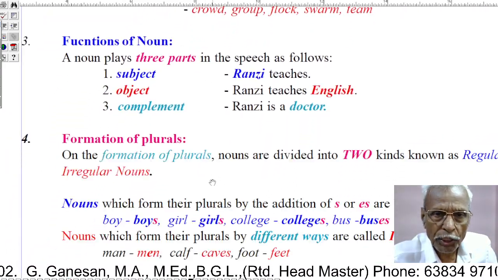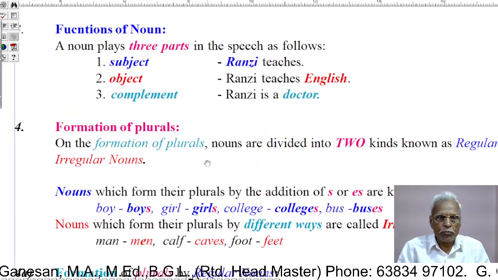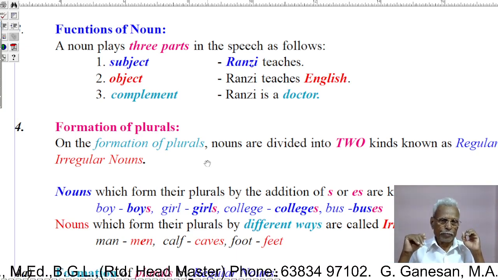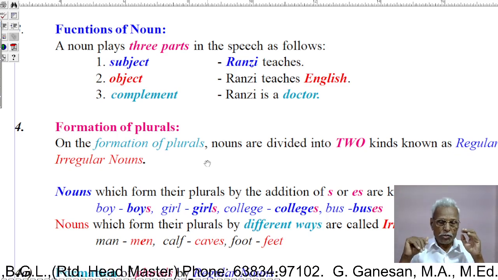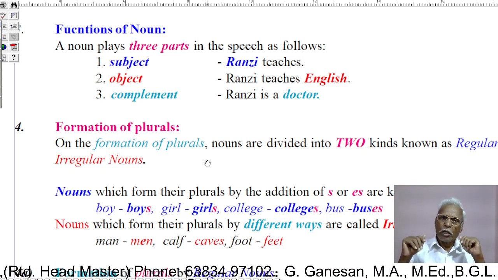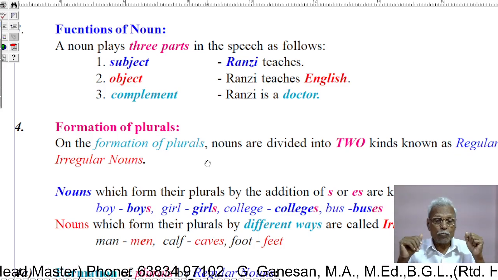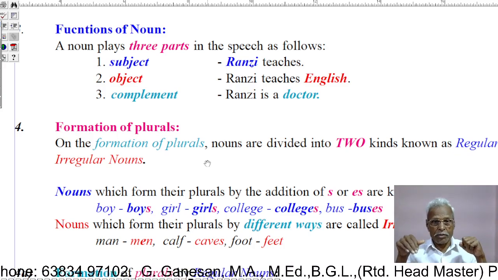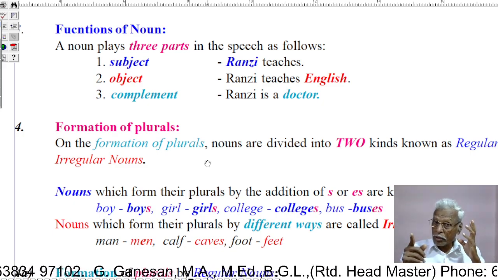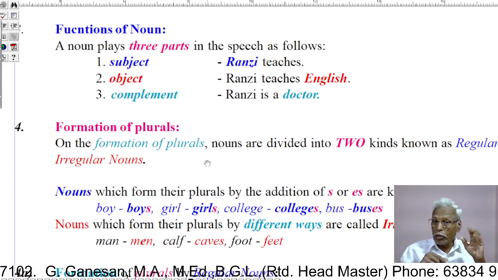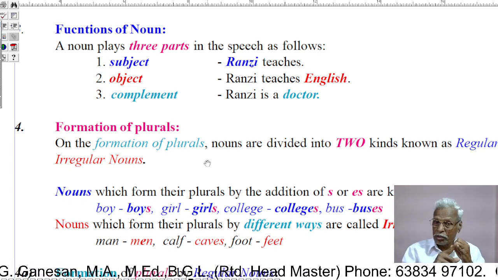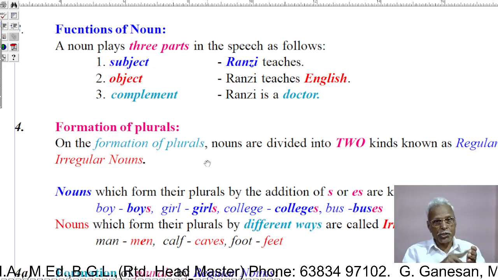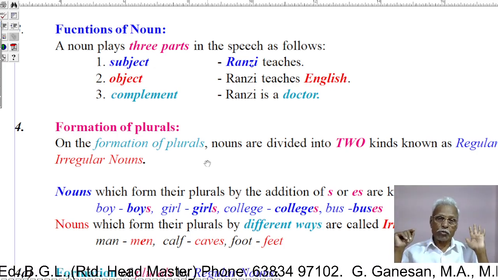Then we are going to see the functions of noun. A noun plays three parts in the speech as follows: subject, object, and complement. Dear teachers and students, we have already seen the pattern of sentence in English. In English sentence pattern, 5 elements are used. We know subject, object, verb, complement, and adjunct. These are the 5 elements used in English.